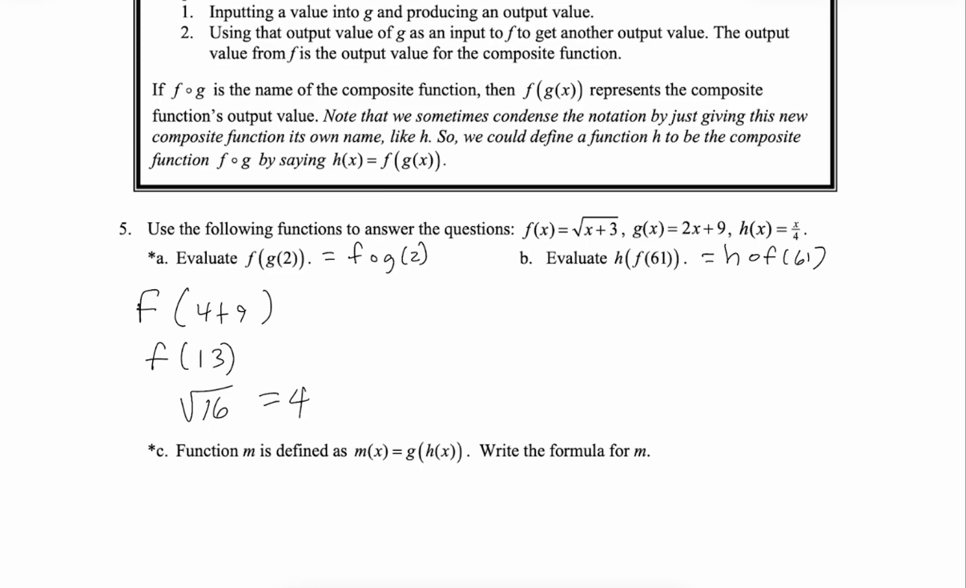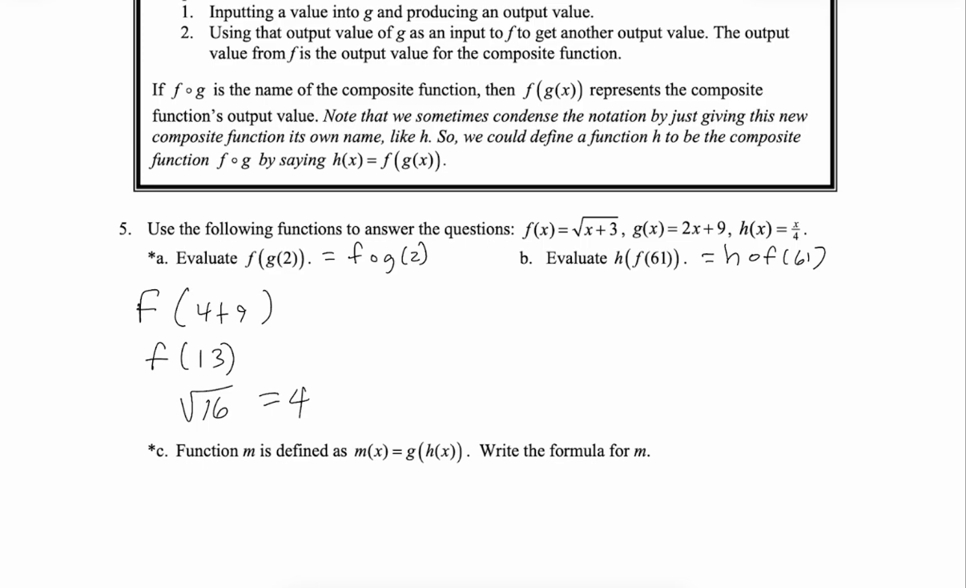So go in layers. Let me go over what I did one more time. I plugged 2 into the g function. I got 13. I plugged 13 into the f function. I got the square root of 16 or 4. Work your way from the inside out. Okay.